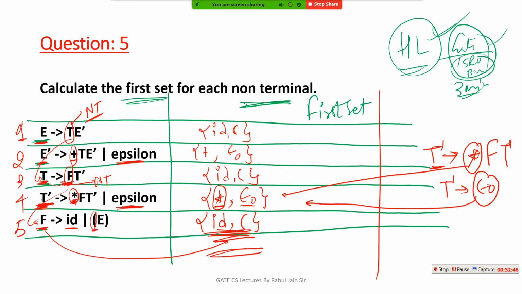Yes, ID is a terminal. This ID is treated as a terminal. This ID is completely a single terminal, so don't get confused with it. Okay, guys? Is it clear to every candidate? Okay, guys, very good. Many candidates have answered.